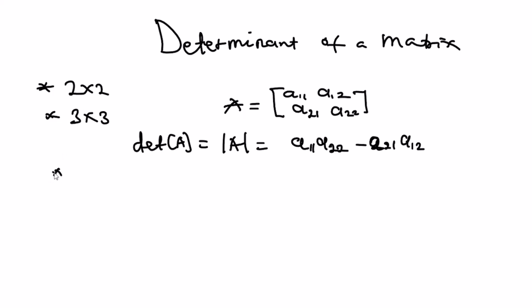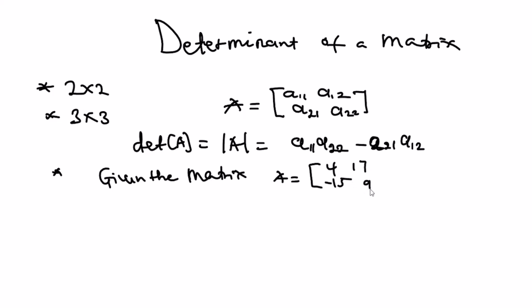So let's take an example on that. Given the matrix A: 4, 17, negative 15, 9. Find the determinant of A.